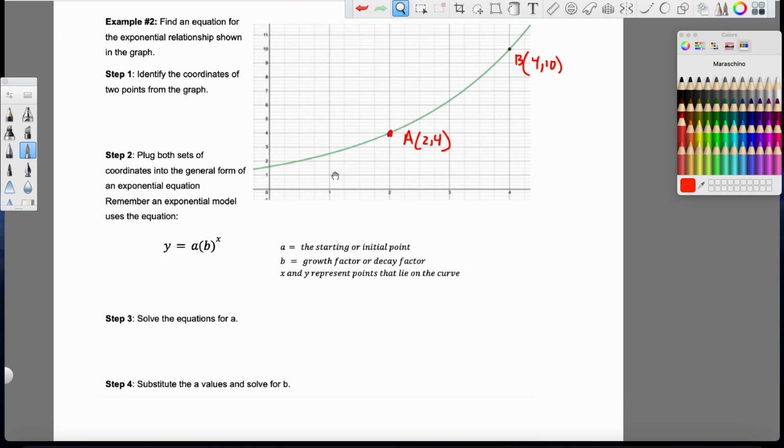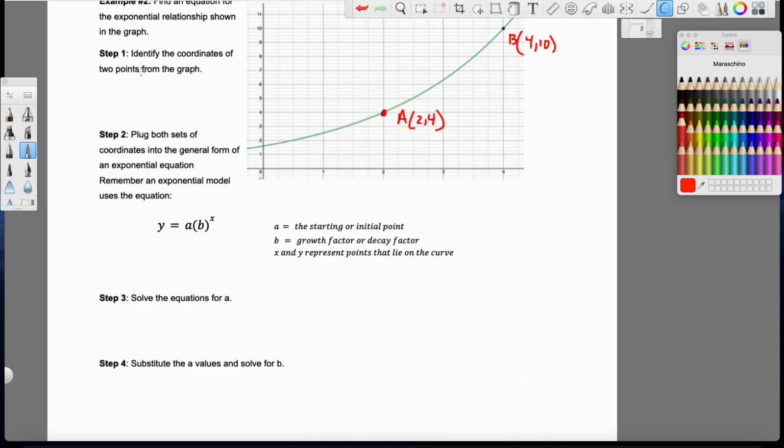All right, so I have some steps here for you. We did step 1, identify 2 points. Step 2: plug both sets of coordinates into the general form of an exponential equation. So here's our general form: y equals a times b to the x. And a is our initial point. B is the growth factor or the decay factor. In this case, it's growth. And x and y are points that lie on the curve.